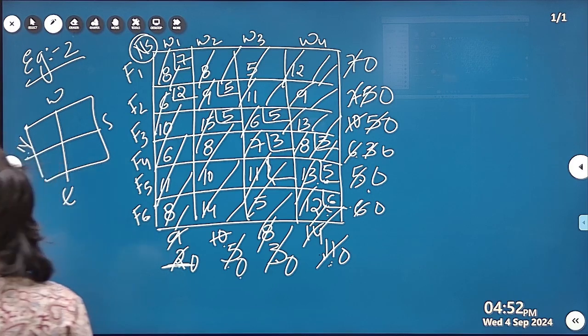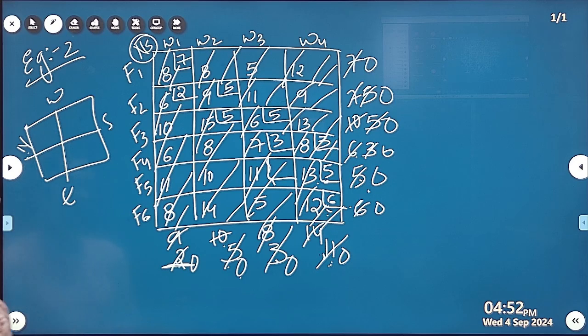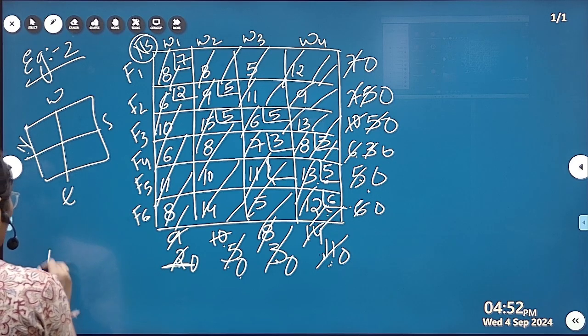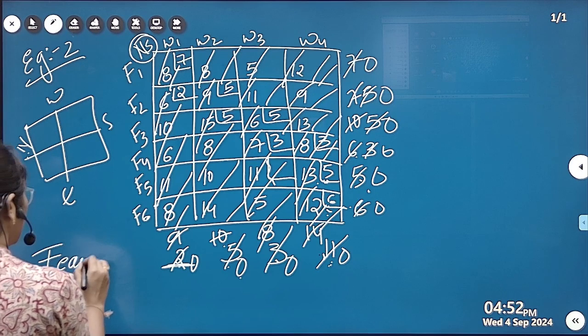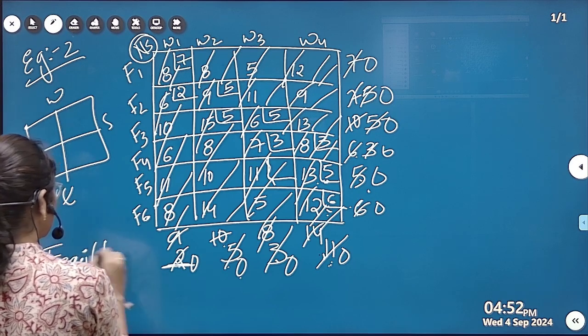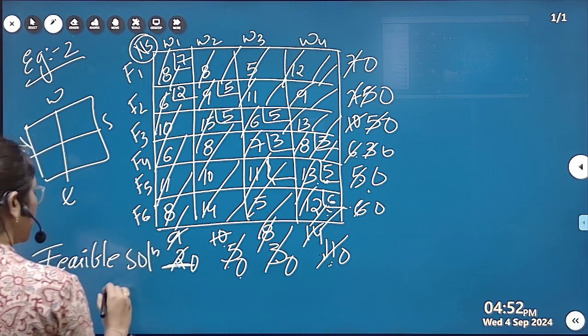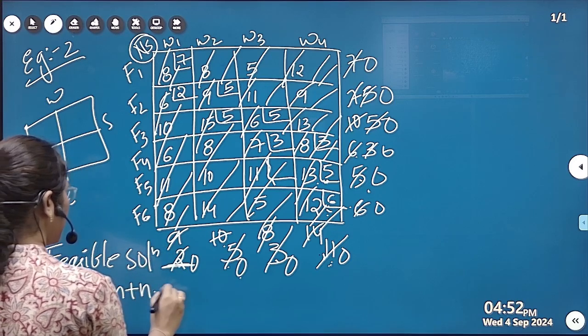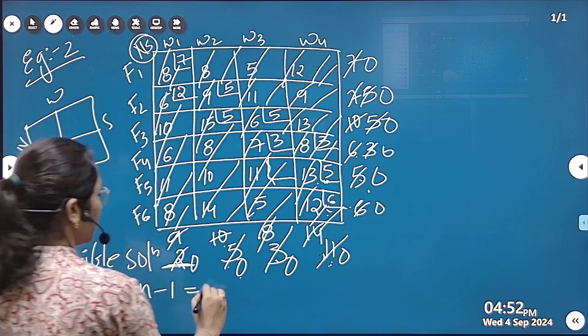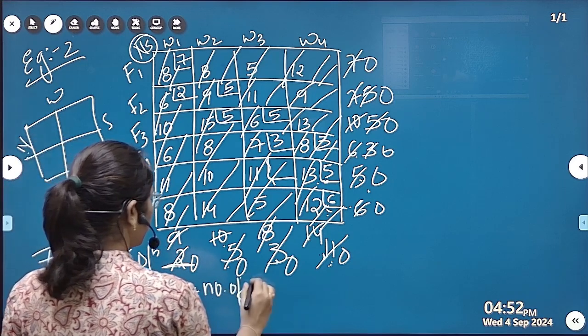Yes, copy it now. Now we have to check whether this is a feasible solution or not. Feasible solution, so what is that? m plus n minus 1 is equal to the number of cells occupied.